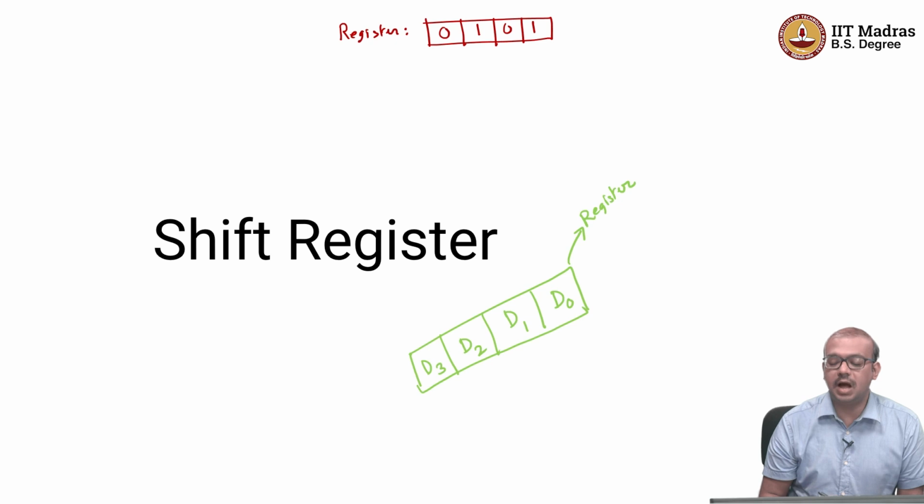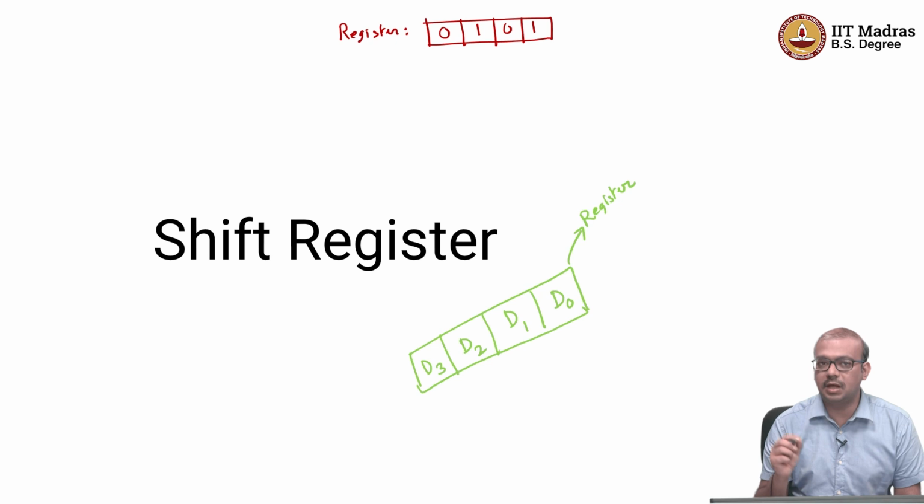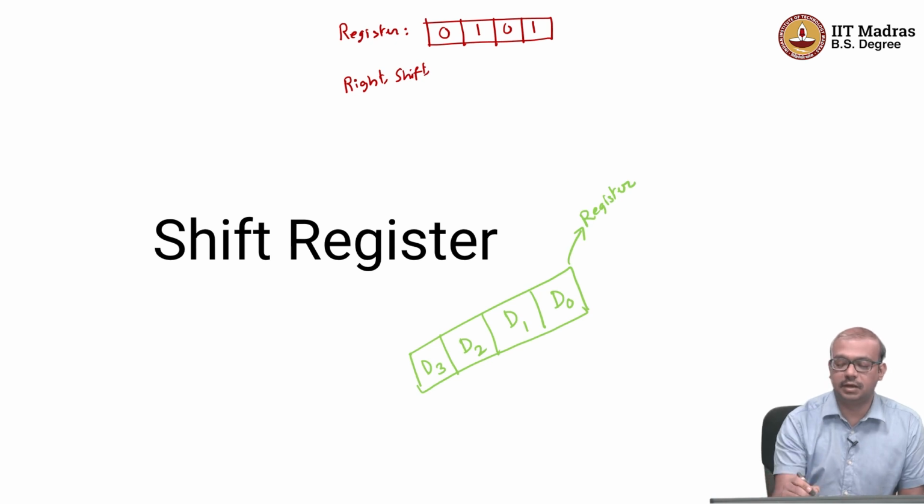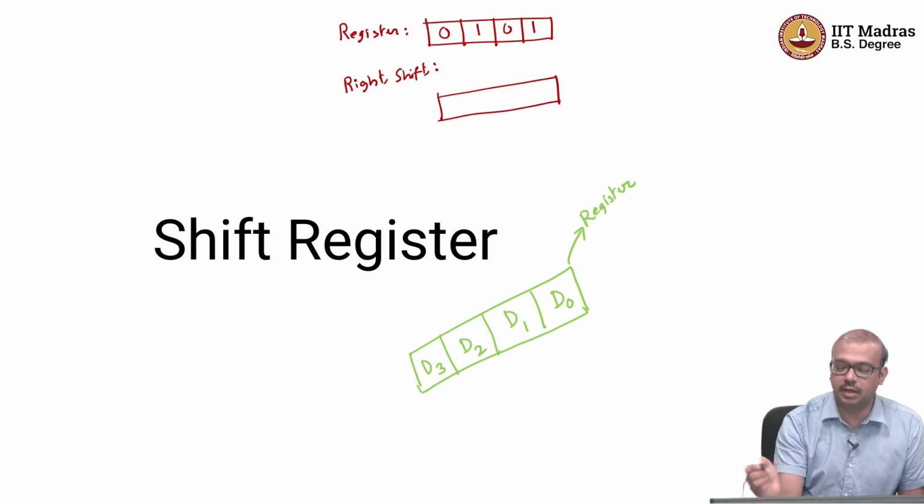Okay, so now if I shift the content to the right hand side, every flip-flop's content is going to be copied to the right hand flip-flop, right? So if I am trying to do a right shift, after the application of the clock pulse, it is going to shift one place to the right.